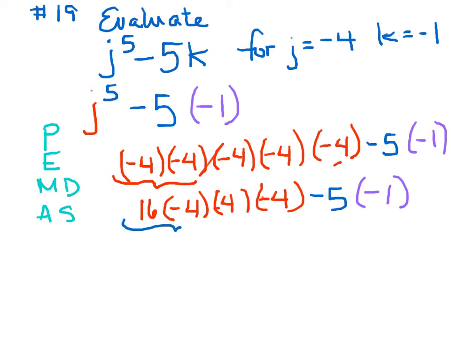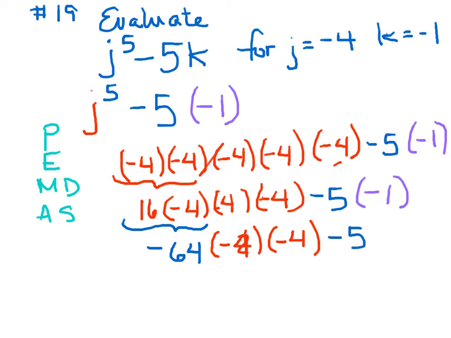So 16 times negative 4 is going to give us a negative number, right? Because one's positive and one's negative. The signs are different. I'm multiplying. Therefore, I know my answer is a negative, and 16 times 4 is 64. So I have negative 64 times, and I'm still left with 2 of these guys, negative 4, times negative 4, and then minus 5 times negative 1. So I'm going to go ahead now and continue this.